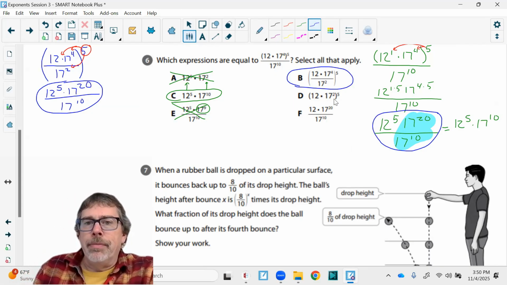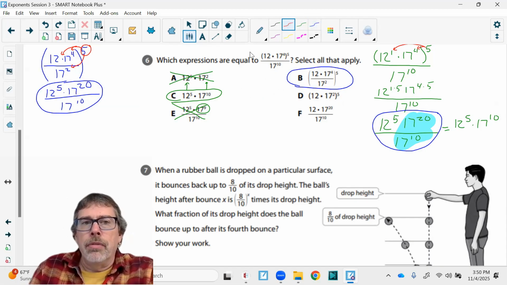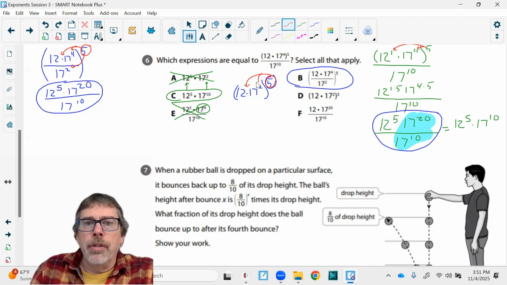All right, D. All we need to do here is distribute. So I have 12 times 17 squared to the 5th. So if I take this 5, let me use a different color. If I use a different color, this 5 right here is going to go to that 12 exponent, and it's going to go to the 2.